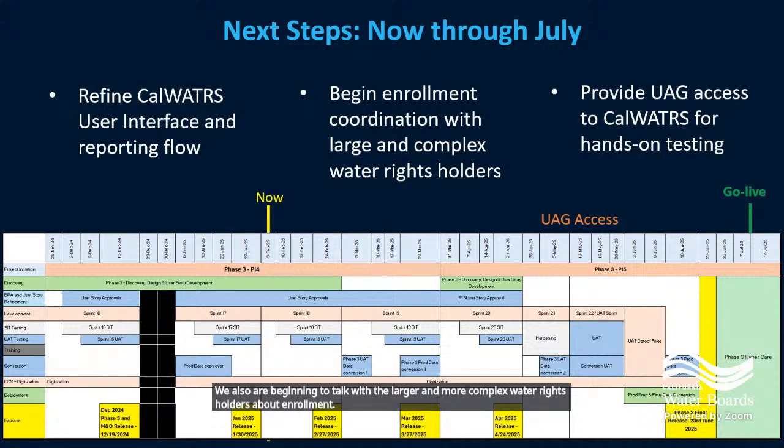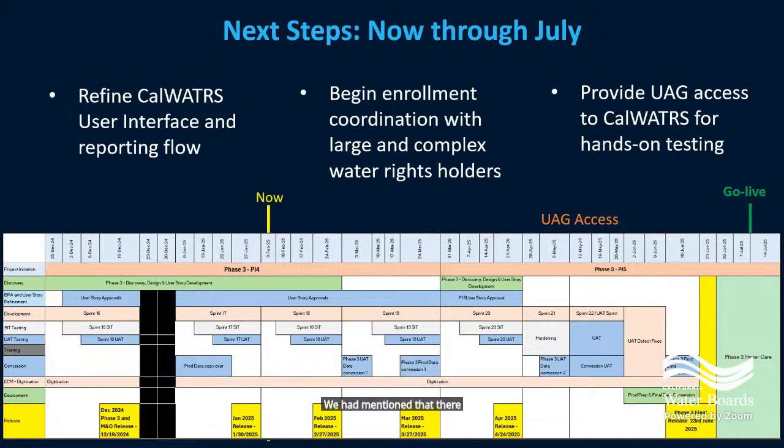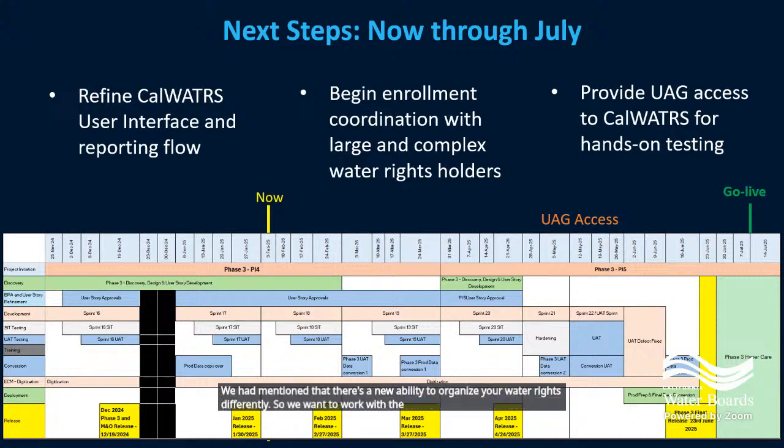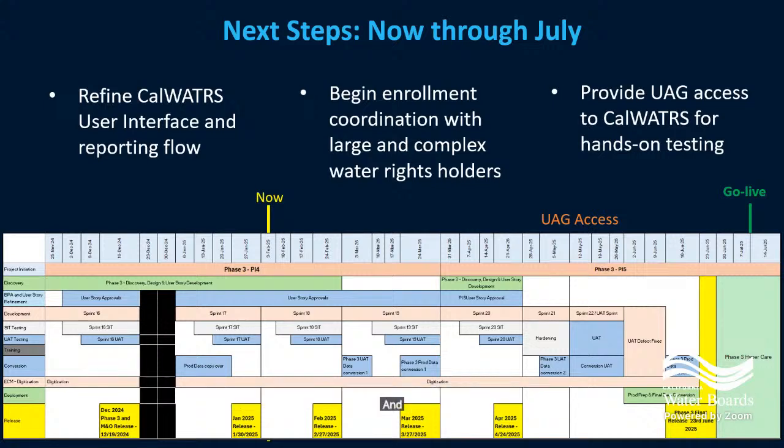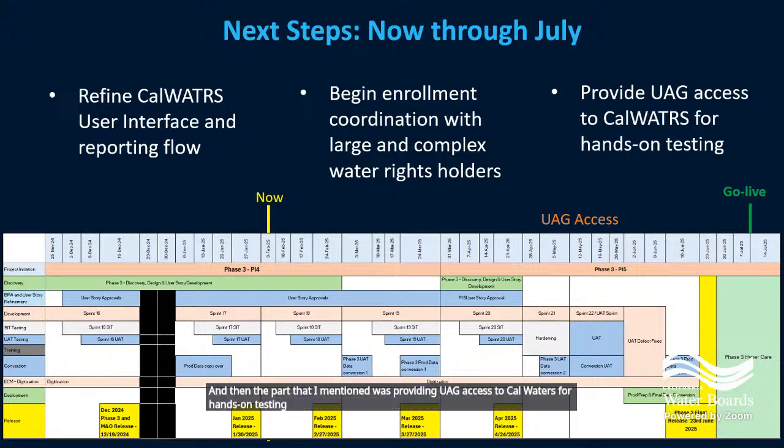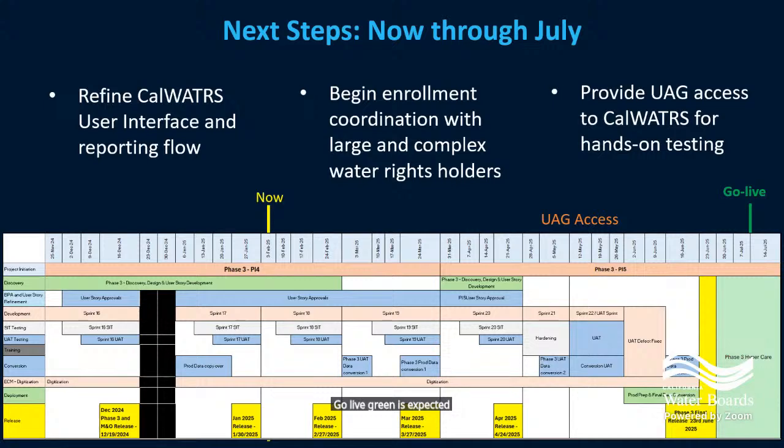We had mentioned that there's a new ability to organize your water rights differently. So we want to work with the large complex reporters to get that hashed out, figured out, and discussed in advance of go live. And then the part that I mentioned was providing UAG access to CalWATRS for hands-on testing around May. You can see that there in the orange where it fits on our timeline. Go live, in green, is expected in July of this year.